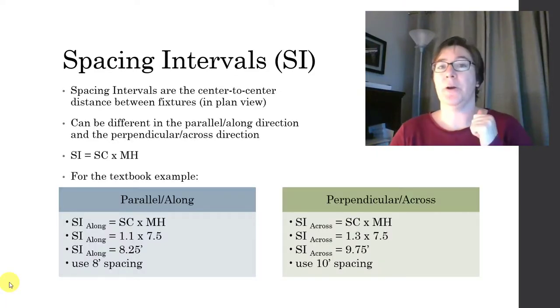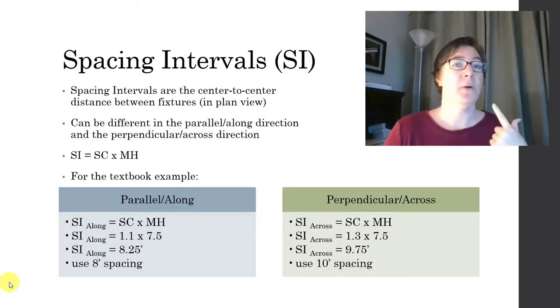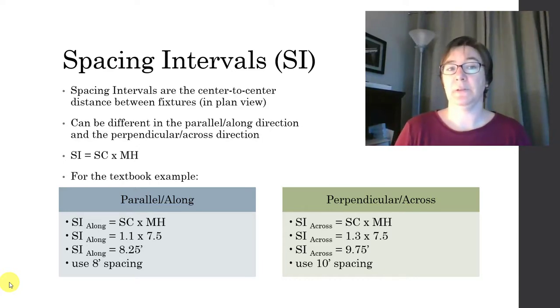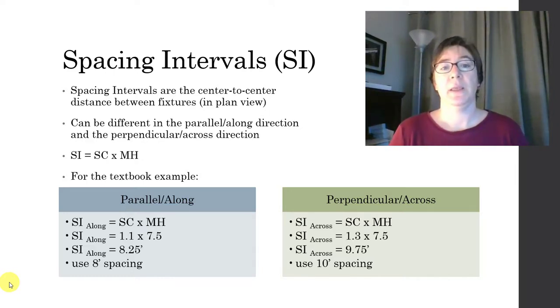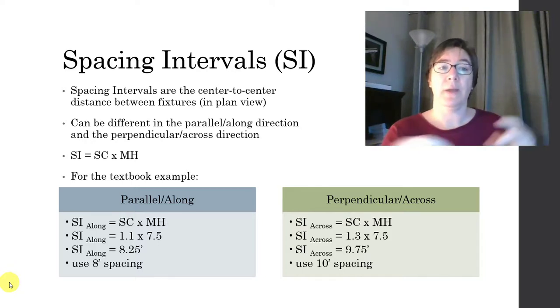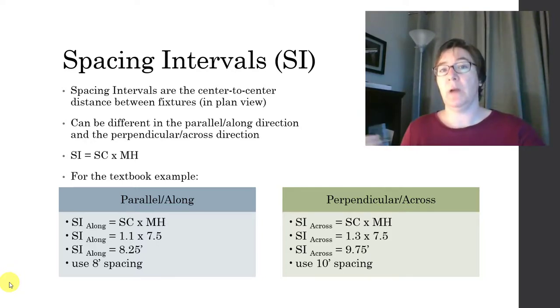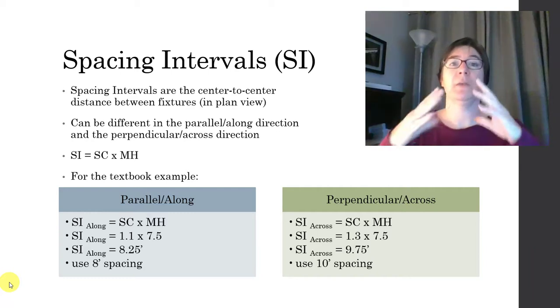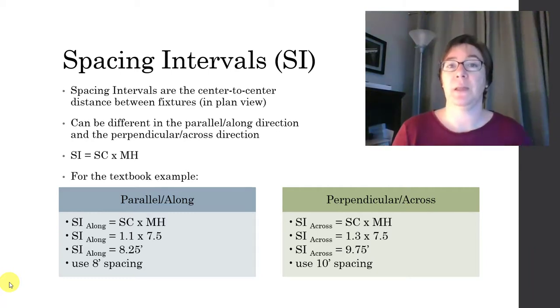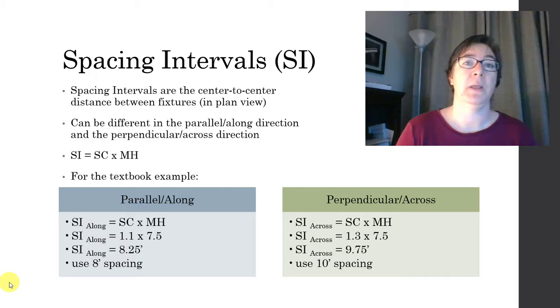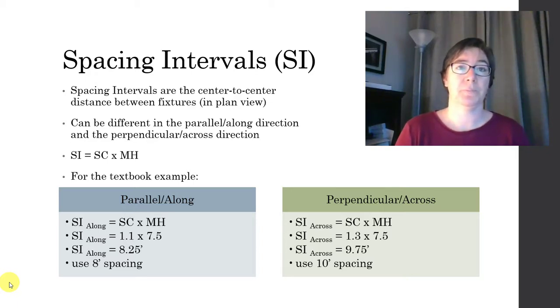Okay, so we know our spacing criteria and we know our mounting height. Now we can calculate our spacing intervals. Spacing intervals are the center to center distance between your fixtures. They can be, and often are, different in the parallel or along direction and the perpendicular across direction, because your fixture may throw light differently. It may have different distribution in those two directions.